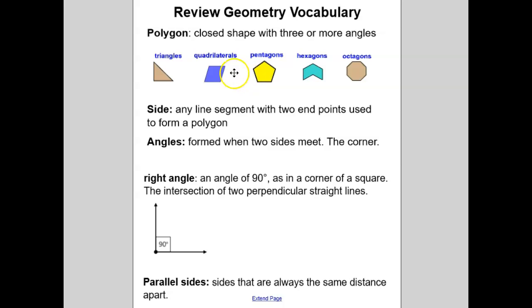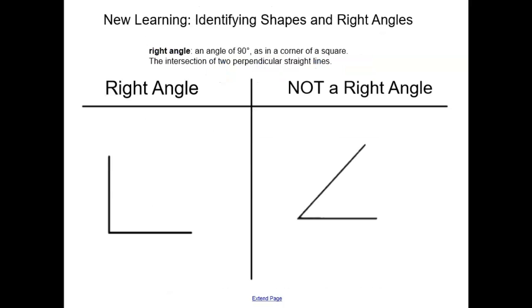You guys also know all about sides and angles and how they're different. A side is any line segment with 2 endpoints used to form a polygon, and we know that angles are formed when 2 sides meet or come together. The corners of the shape are the angles of the shape. Last lesson, you guys learned all about right angles. Why is this angle a right angle? Precisely, this is a right angle because it's where 2 perpendicular straight lines come together. We know that parallel sides are sides that are always the exact same distance apart. They never get closer together, and they're facing the same direction.